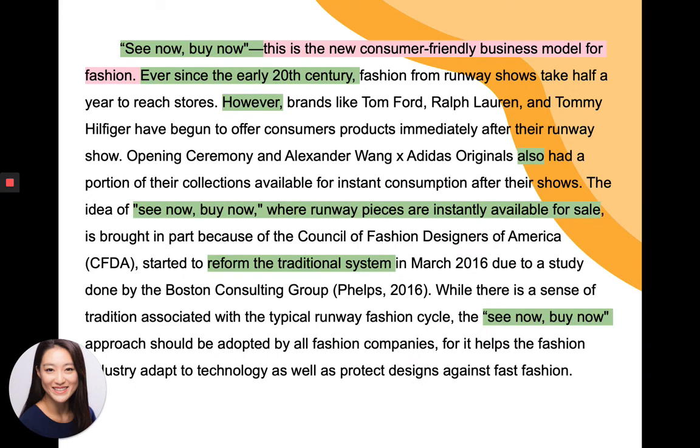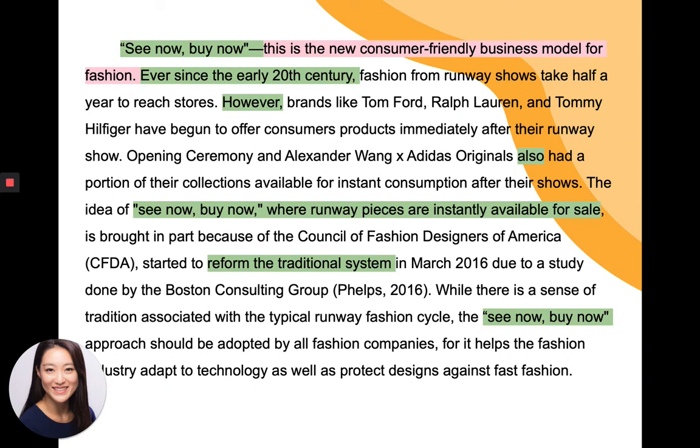They provide historical background, they provide real-world examples of fashion companies that use this model, they offer a very clear and concise definition of see now, buy now, and they share why this reform came to be, so more historical background. And all of this is logically organized to lead us to their thesis.